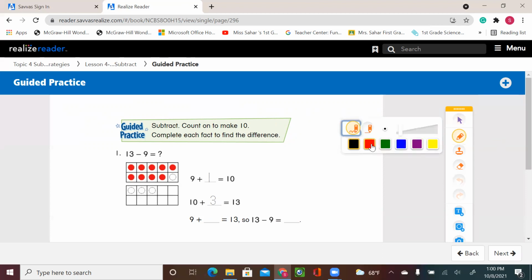So let me put 4. Why 4? I'm counting the counters that I added. I'm going to color them blue. 1, 2, 3, 4. So 9, the red counters, my second addend, plus 4 equals 13. So that means 13 take away 9 will give me, very good, 4.